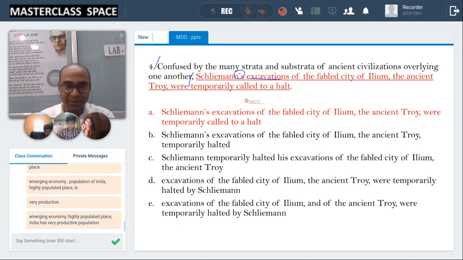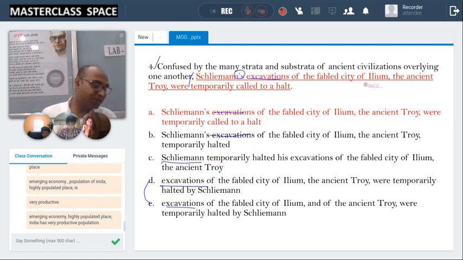So look at option A, same problem. Option B, same problem. But option C, it's okay. Why? Because here there is no apostrophe. But look at D, it says excavation. Look at E, again it says excavation. It means these four options are wrong, because after the comma there is not a correct noun. Now you read and just try to make a question.